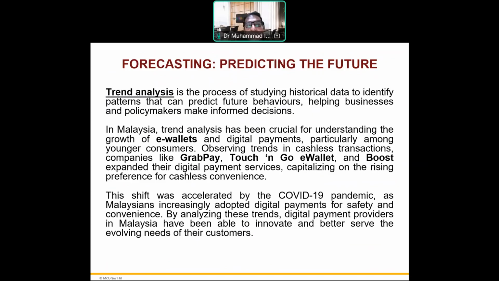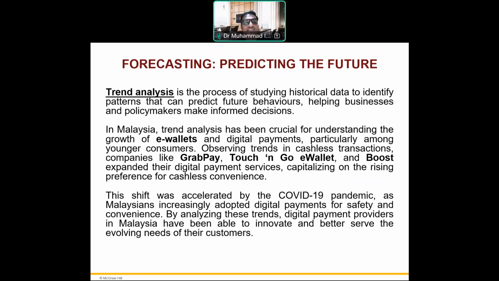Okay, now forecasting. Number one is trend analysis, predicting the future. Forecasting means, in the current time, suppose today I'm planning for tomorrow, but I don't know what will happen tomorrow. I mean, I'm predicting my future, right? How? There are some techniques. One of the techniques is trend analysis, the process of studying historical data, my past data, to identify patterns that can predict future behavior, helping businesses and policymakers make informed decisions. More informed decisions mean more real, more accurate decisions.